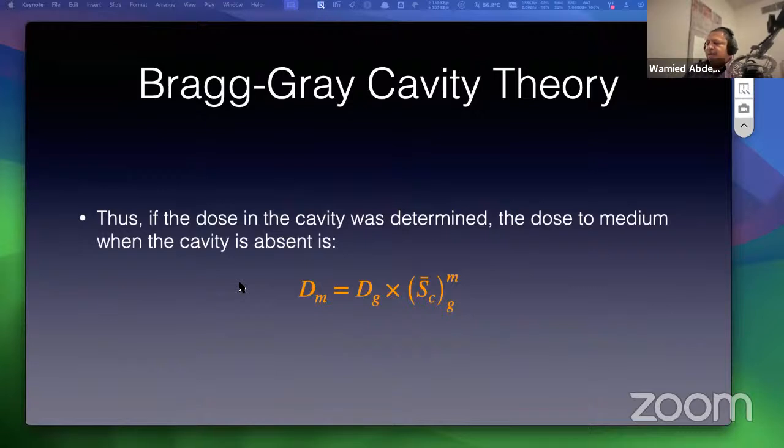Thus, if we had a way to determine the dose in the cavity, so imagine this cavity is a detector, a dosimeter, if we manage to determine the dose inside that dosimeter, then the dose in the medium will be just the product of the dose in the dosimeter multiplied by the ratio of the collisional stopping powers, medium to gas, or cavity material.